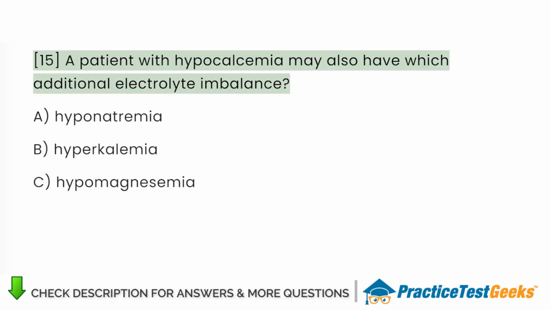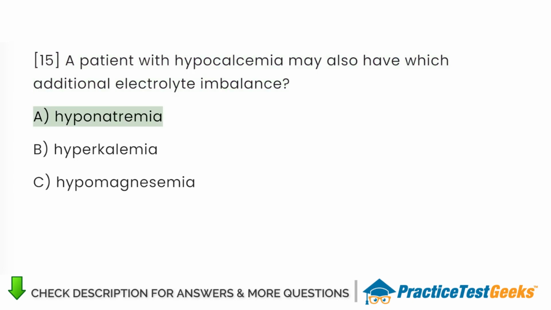A patient with hypocalcemia may also have which additional electrolyte imbalance? A. Hyponatremia. B. Hyperkalemia. C. Hypomagnesemia.